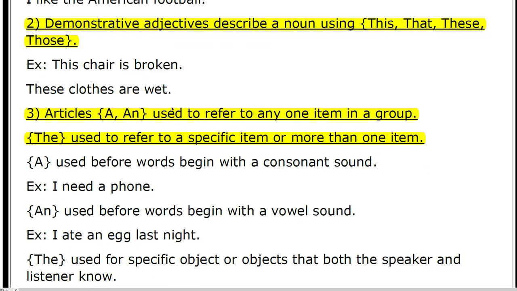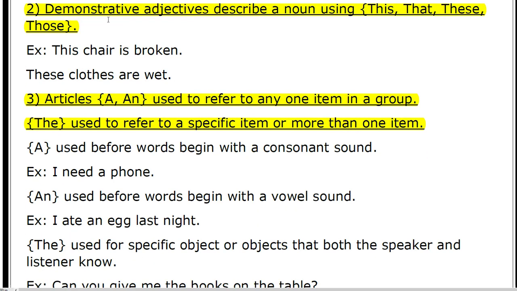The second type is called demonstrative adjectives, which describe a noun using this, that, these, those. So we have four demonstrative adjectives in English. What are the differences between them? This and that for singular, these and those for plural. Okay, what's the difference between this and that?